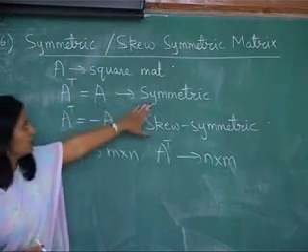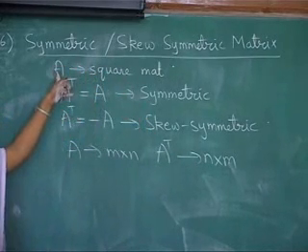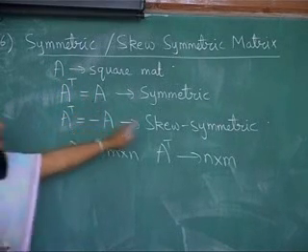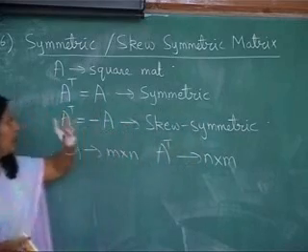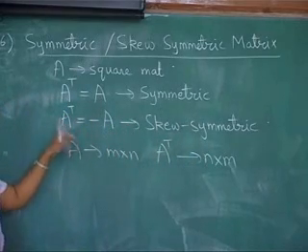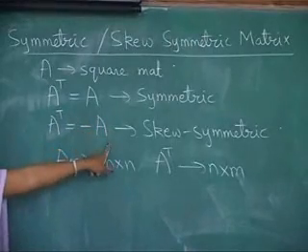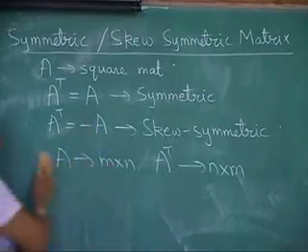For a matrix to be symmetric, it has to be a square matrix and the transpose has to be the original matrix, whereas for it to be skew symmetric, it must be a square matrix and the transpose has to be negative of the original matrix. Let's look at an example.